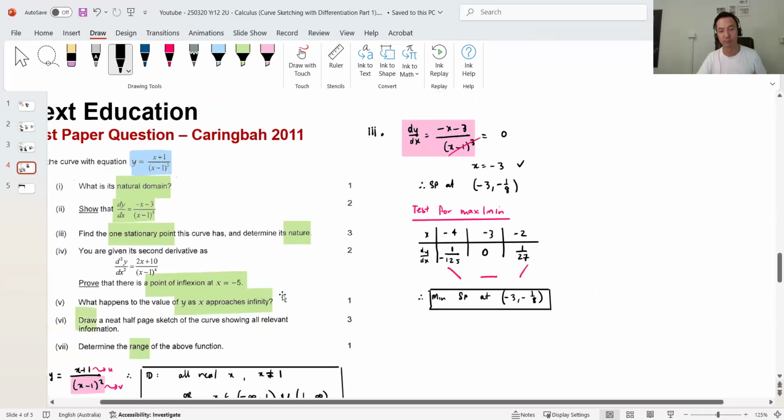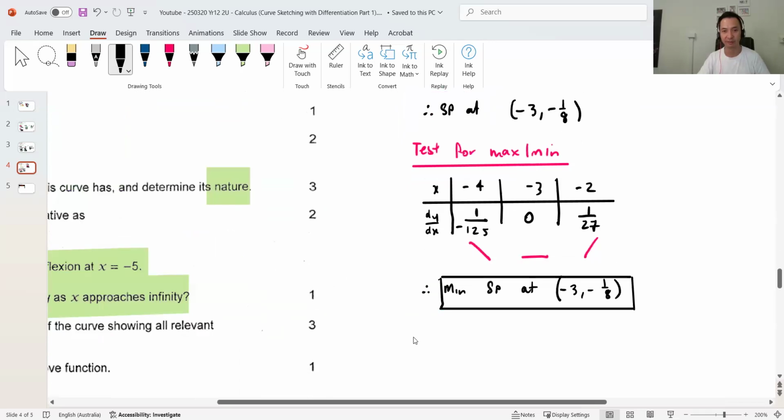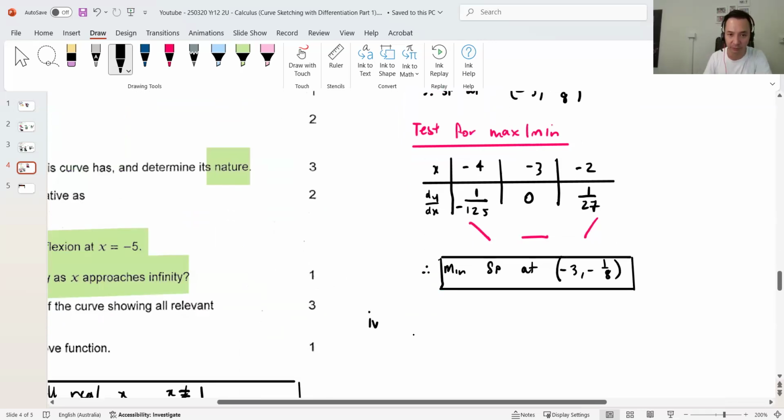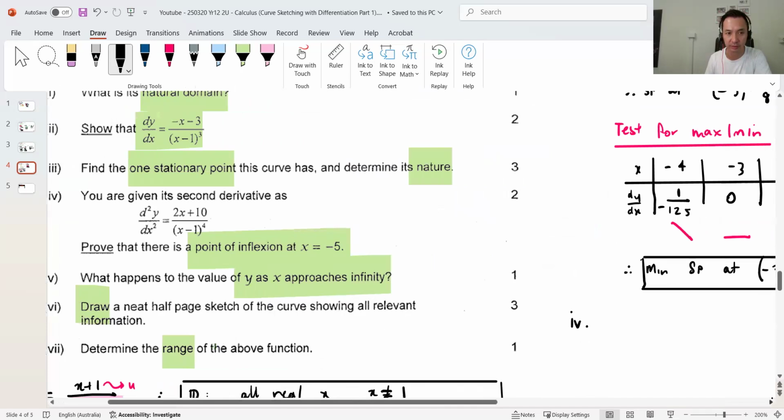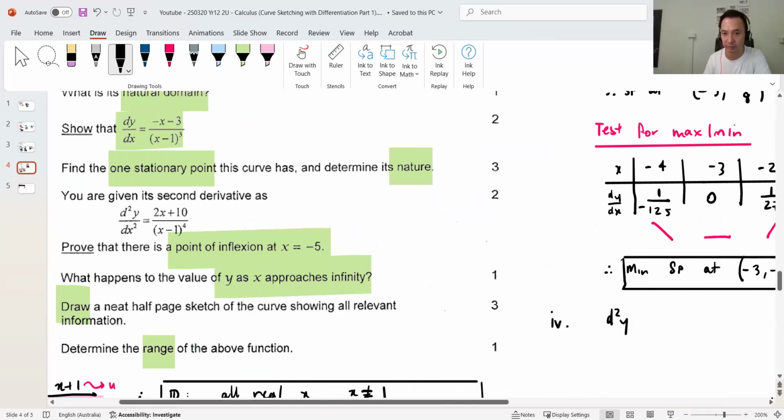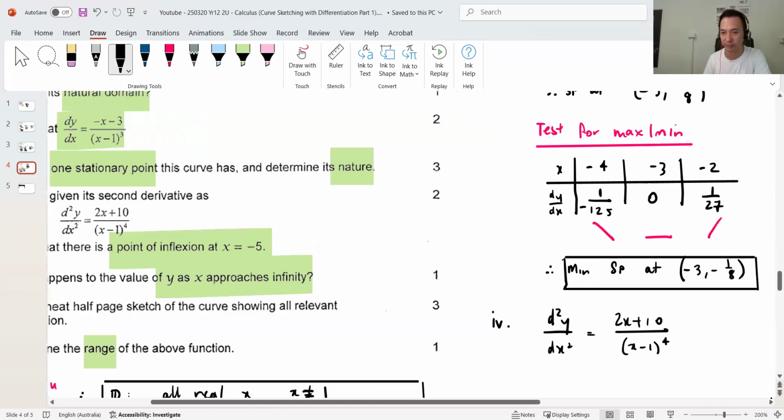Given the second derivative, prove inflection point for 2 marks. Okay, cool. They've already done the hard part for me. Part 4. They gave me the second derivative. Now, what's the second derivative? That guy. Okay, cool. So the second derivative equals 2x plus 10 over x minus 1 to the 4. Because I'm finding the inflection point, set this to 0. When you do, this guy's gone, and therefore x equals minus 5, which is what they want.